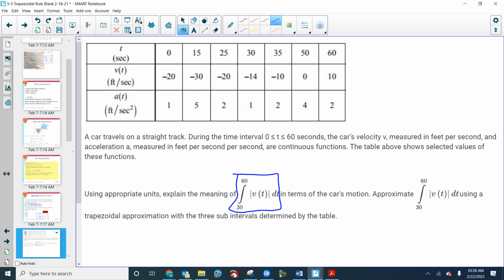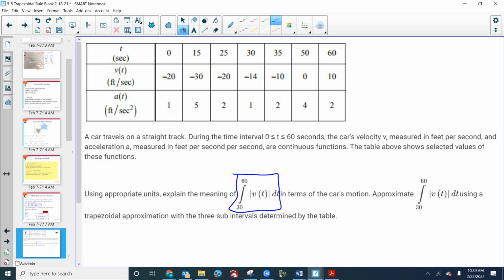It wasn't displacement. Total distance traveled, right? Total distance traveled. So when it says using appropriate units, explain the meaning, I told you last week, they're going to ask, what does this mean? How's it used? It's the total distance the car traveled between 30 and 60 seconds. That's the meaning.